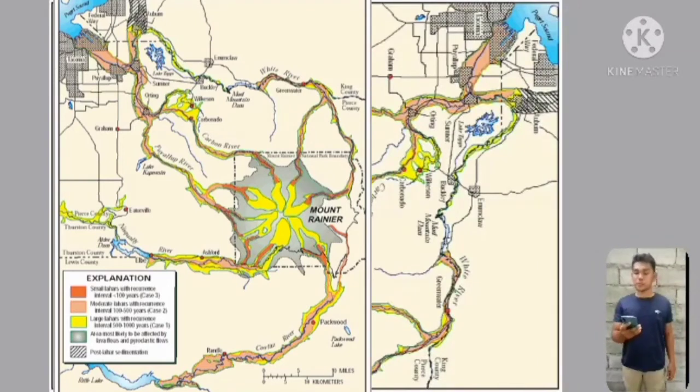Guys, I am Zeros Di Maria. I will explain the maps showing volcanic hazard zones. So nakikita nyo dyan sa mapa, may mga iba't ibang kulay dyan na yellow, orange, pula, green and black.